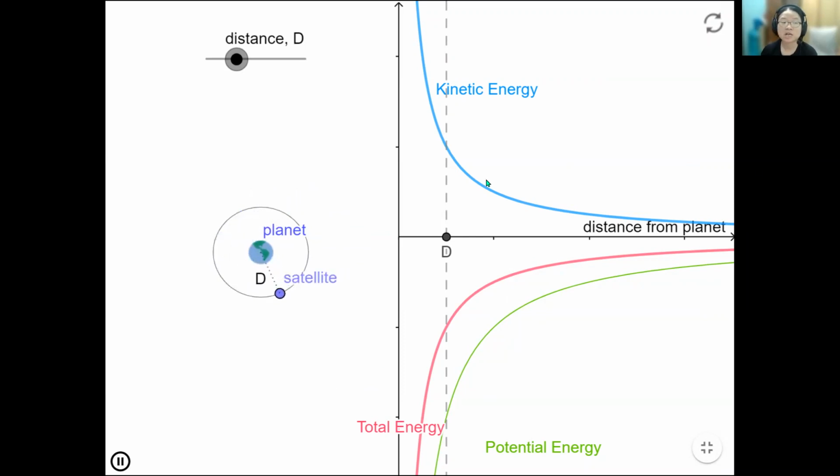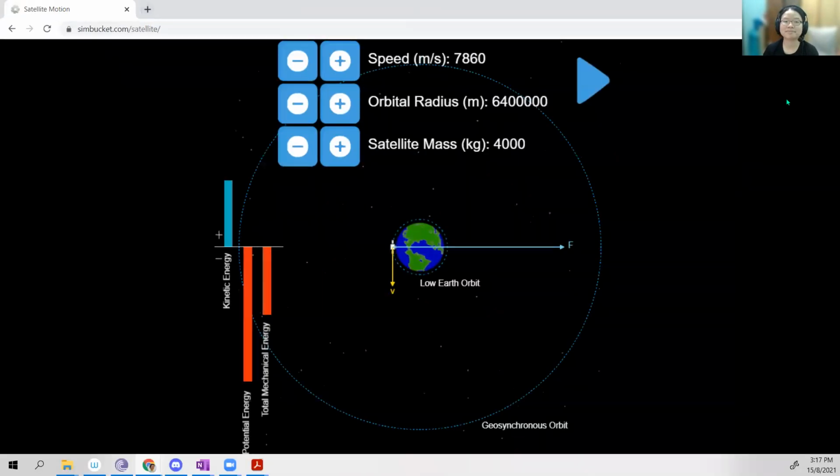It's a bit like a Goldilocks situation where I need this satellite to have just the right speed. If it's too fast, it will fall towards the ground because the centripetal force is not enough. If it's too slow, then other things will happen. Let me show you what I mean by that.